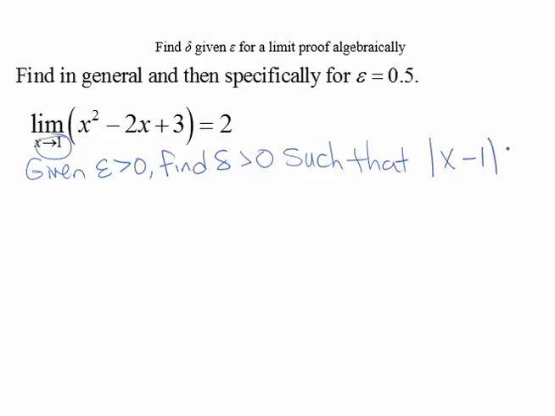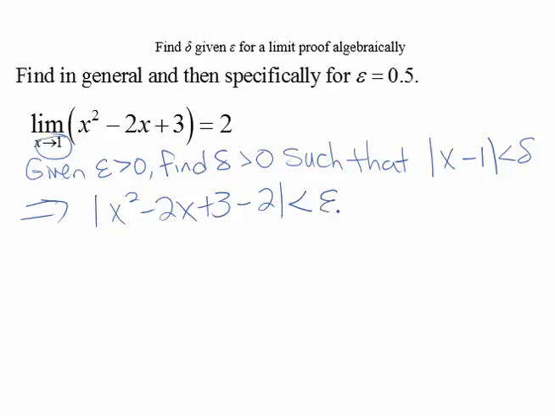what we're approaching here, less than delta, that implies that the function, which is x squared minus 2x plus 3 minus the limit, which is 2, is less than epsilon. So now we're going to take this and see if we can do some algebra and get this so that we can utilize it to find delta.